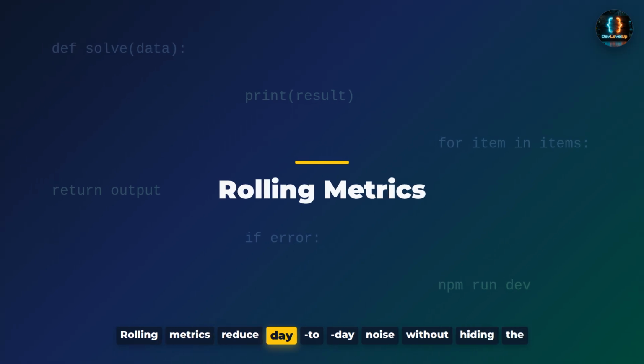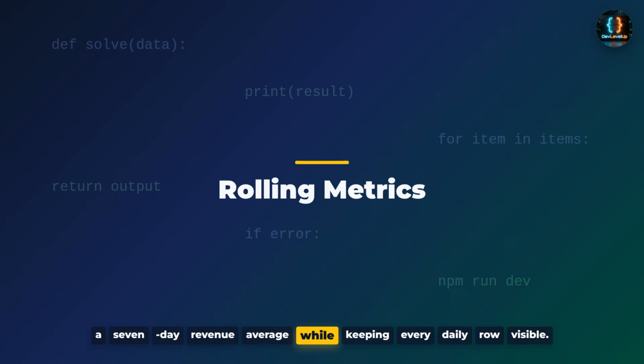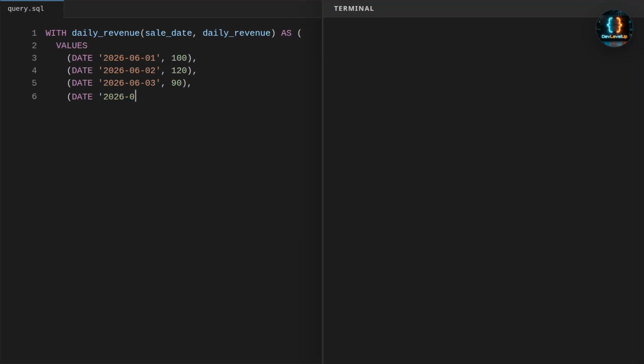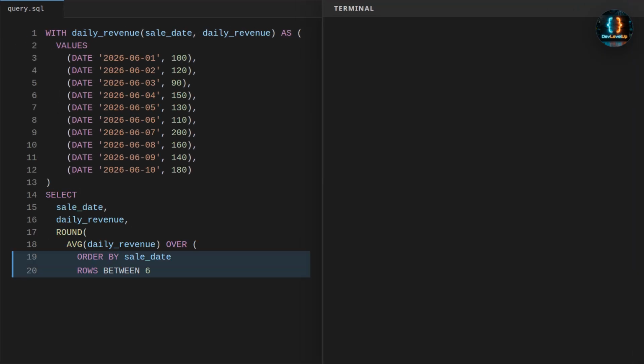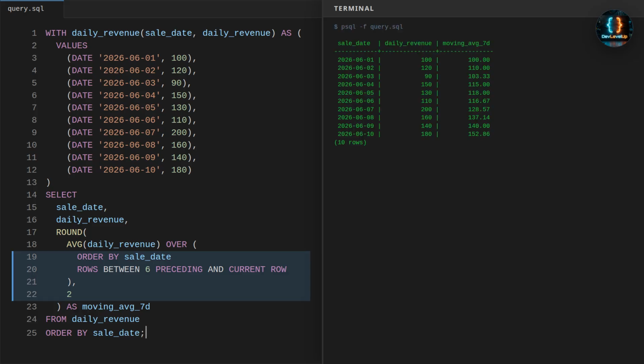Rolling metrics reduce day-to-day noise without hiding the trend. We will calculate a 7-day revenue average while keeping every daily row visible. Marketing teams usually care more about the revenue trend than one unusually strong or weak day. We order the daily data and average the current row with the 6 rows before it. Now we run the query to see the 7-day moving average appear beside every date.